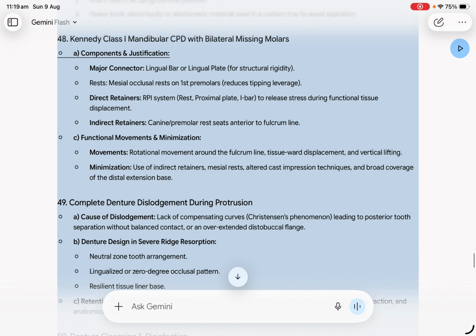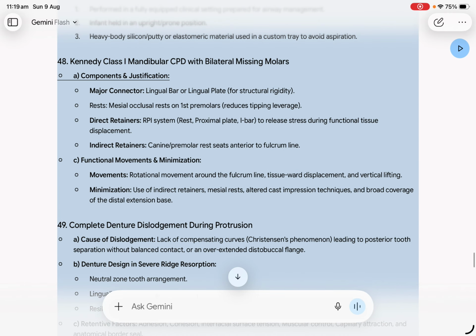C. Functional movements and minimization. Movements: rotational movement around the fulcrum line, tissueward displacement, and vertical lifting. Minimization: use of indirect retainers, mesial rests, altered cast impression techniques, and broad coverage of the distal extension base.